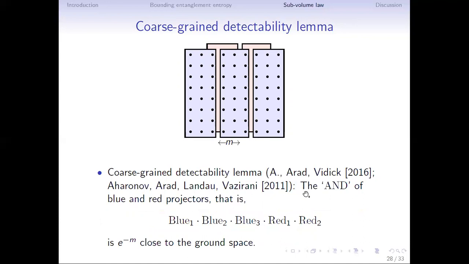The lemma says that if instead of taking the product, or the AND, of these blue projectors, I take the blue and the overlapping set of red projectors that are shown in the background, and let's say the overlap between the red and the blue projectors everywhere is at least m for the neighboring projectors, then it turns out that the product is exponentially close to the ground space, where the m parameter corresponds to this length scale.